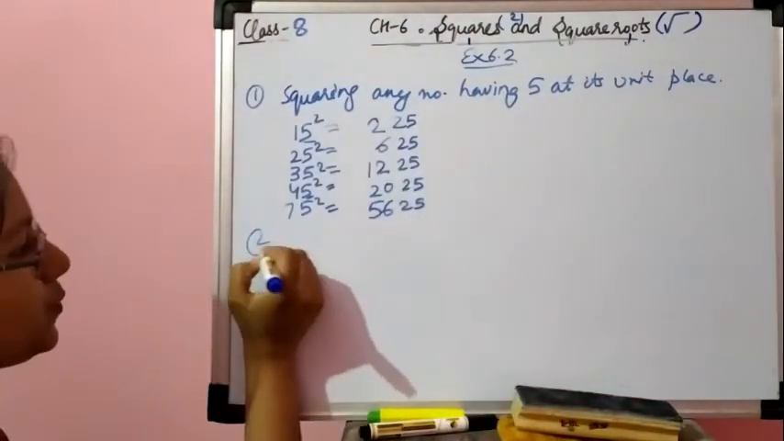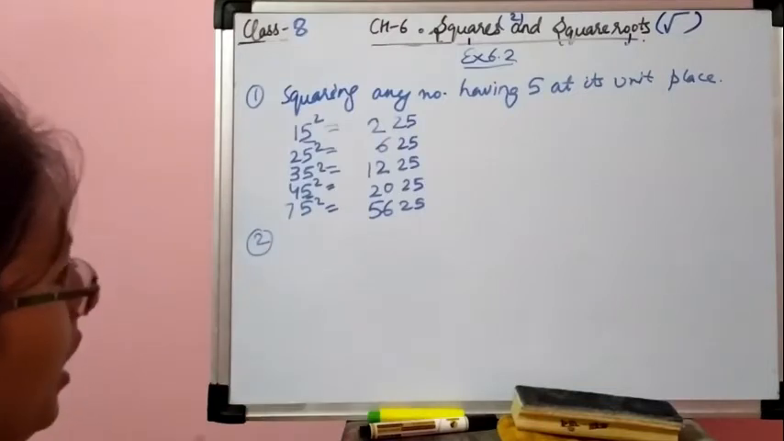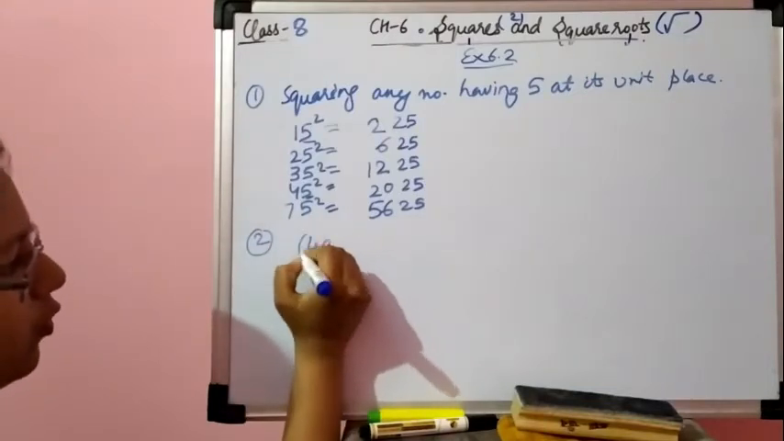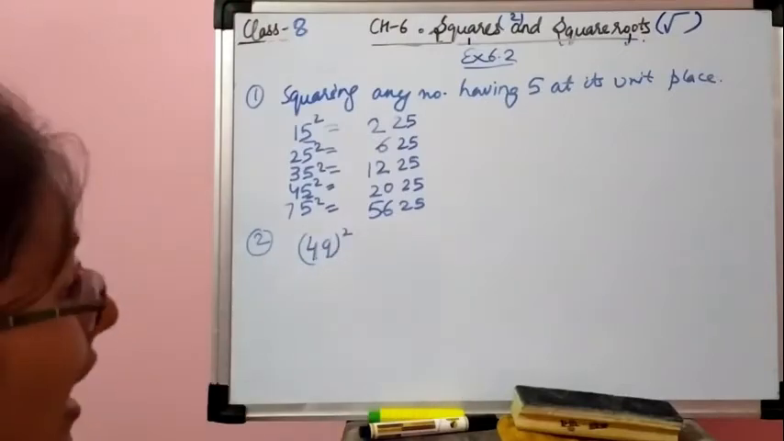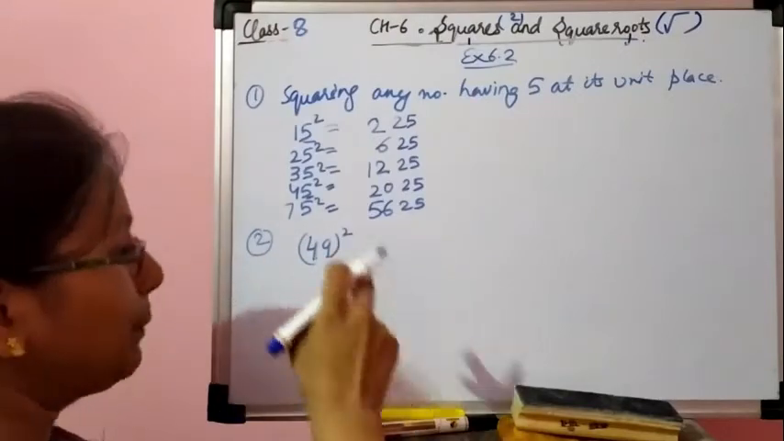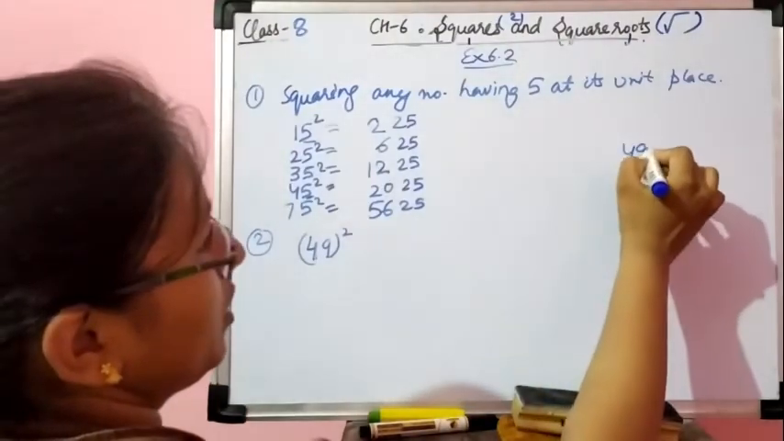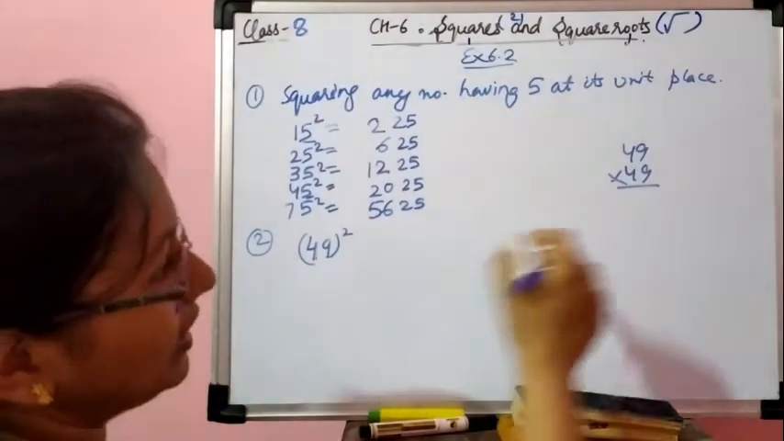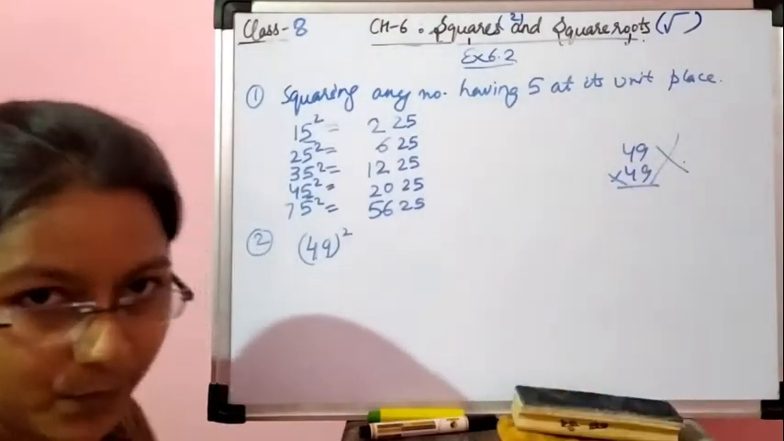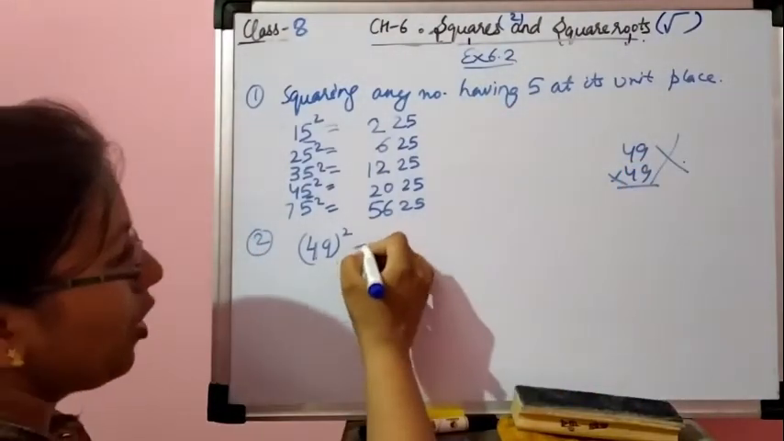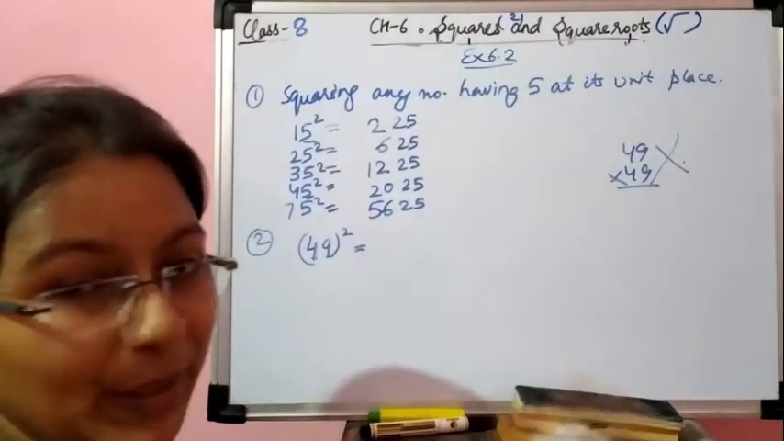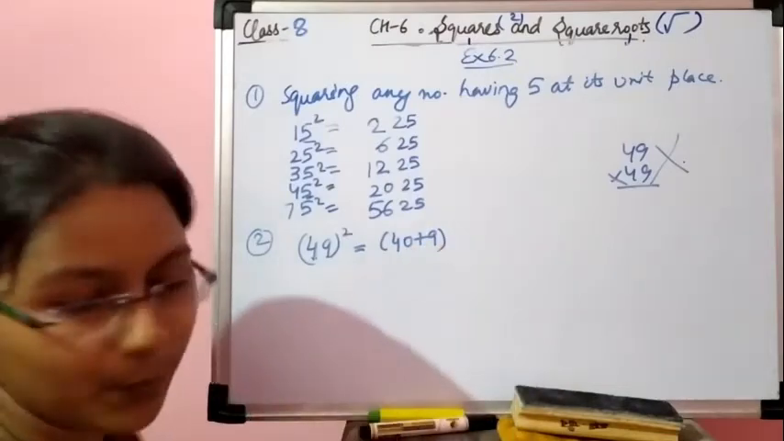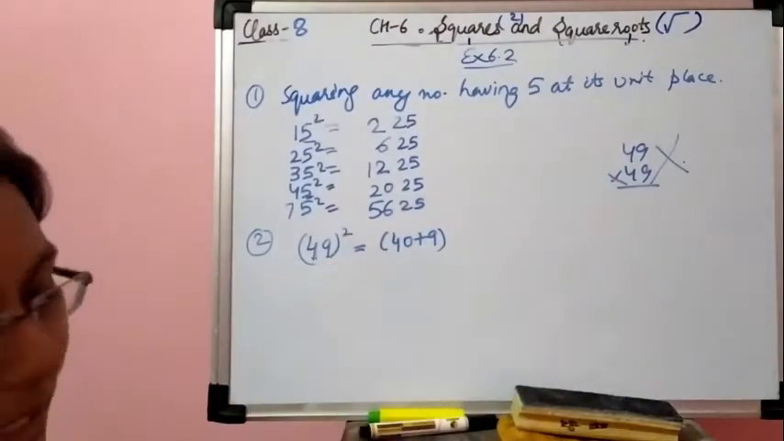Now another one. Supposingly I have to find the square of 49, and I don't want to multiply 49 by 49. Or the question is, without doing actual multiplication, find it. Then what can be another way? I will split this 49. इस 49 को मैं तोड़ दूंगी 40 plus 9, in terms of 0, I will break it.